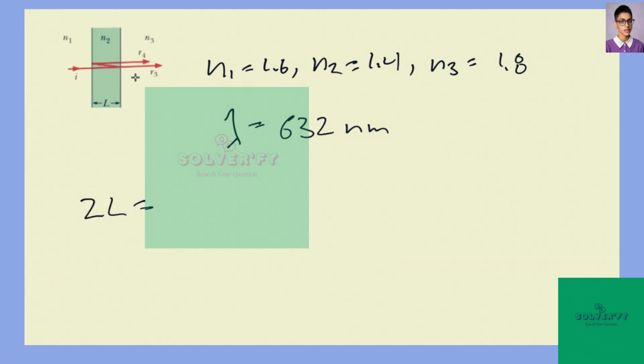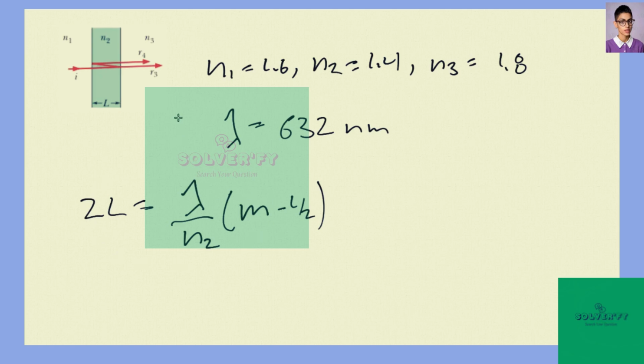2L. Well, that's got to be some half multiple of the wavelength, so we can write that as lambda, but it's not actually lambda vacuum because we're in this material, so it's lambda over the index of refraction, so that's the wavelength in the material. And it's got to be some half multiple of this, so we can write that as some integer m minus 1/2.